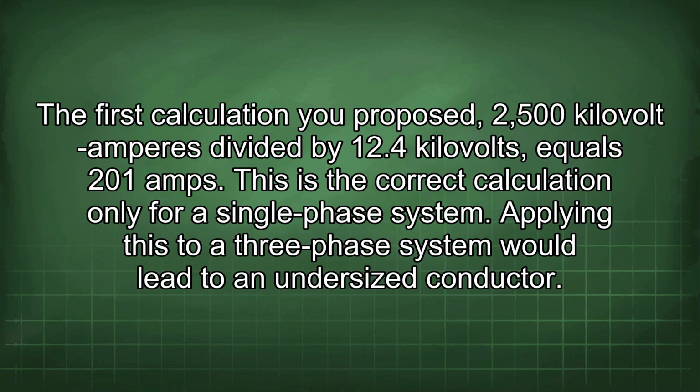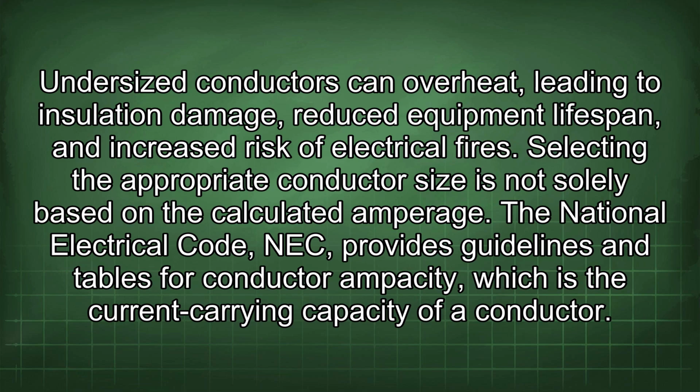The first calculation you proposed, 2500 kVA divided by 12.4 kV equals 201 amps. This is the correct calculation only for a single-phase system. Applying this to a three-phase system would lead to an undersized conductor. Undersized conductors can overheat, leading to insulation damage, reduced equipment lifespan, and increased risk of electrical fires.